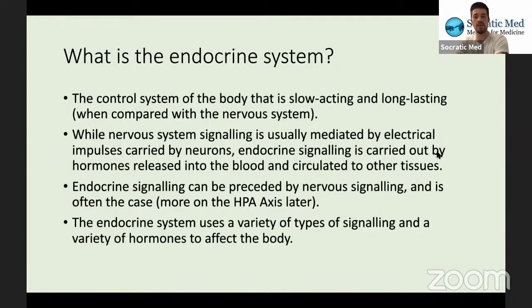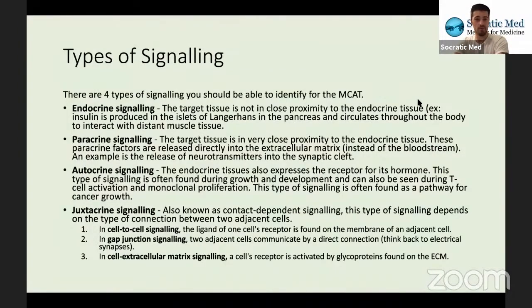We're going to talk about the HPA axis later. That's basically how your body reacts to stress and how it bridges your nervous system and your endocrine system to create a holistic response. The endocrine system uses a variety of types of signaling and a variety of hormones to affect the body. There are a bunch of different hormones and a bunch of different receptors on all of the target tissues. But there are actually different types of signaling that the endocrine system can use. I put those on this slide, so we're just going to go over them.